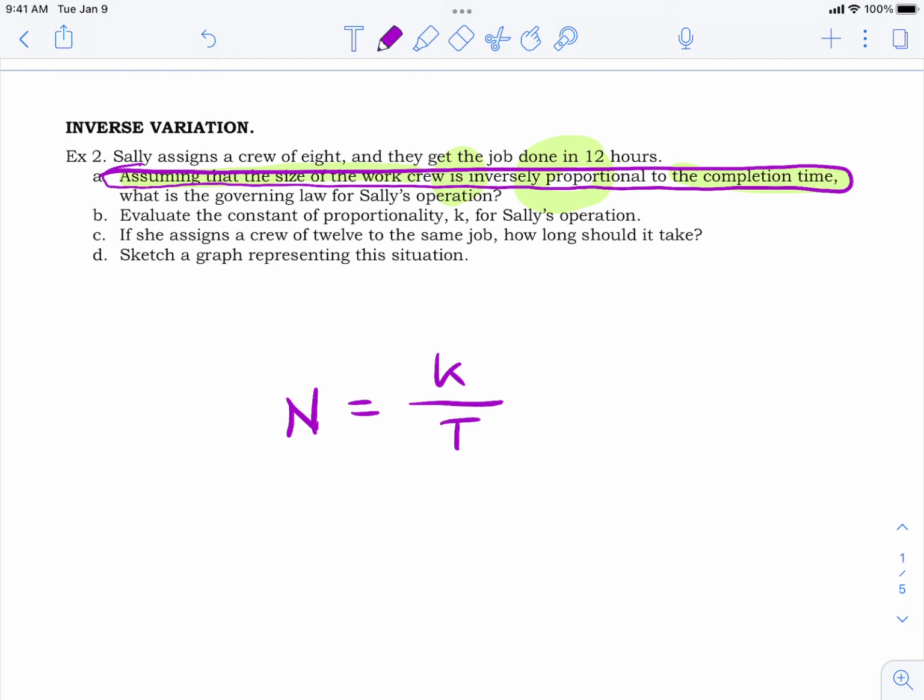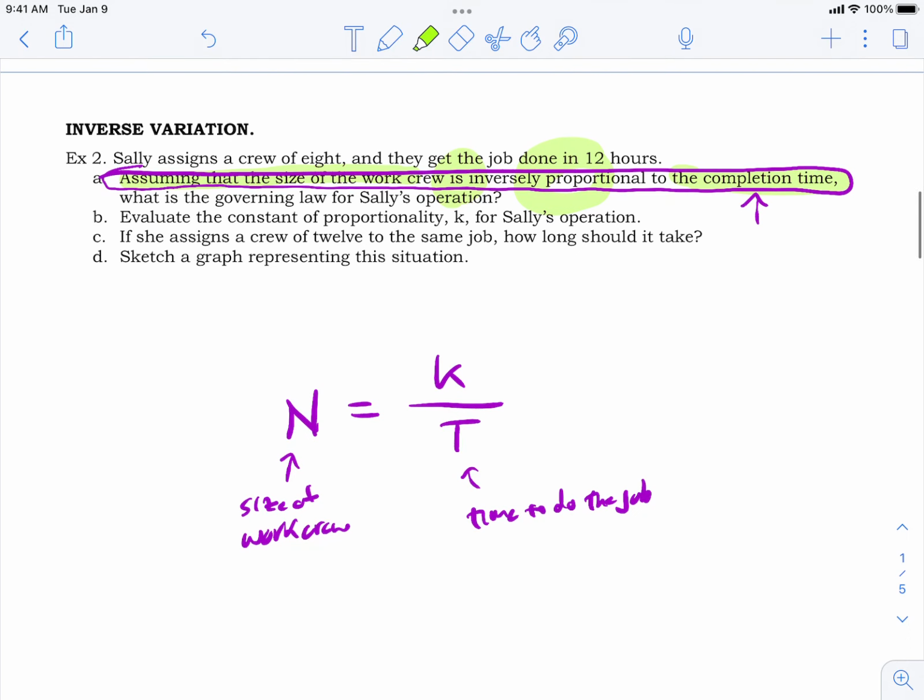So t is the time it takes to do the job, and it's not a bad idea to label our things. And n is the size of the work crew. So this sentence right here is telling us that this is the formula we should use when we're analyzing whatever her situation is, whatever this job is, painting a fence, building a foundation, I don't know what they're doing. But for this job, for Sally's crew, this formula applies. We can use this kind of formula to analyze her crew.